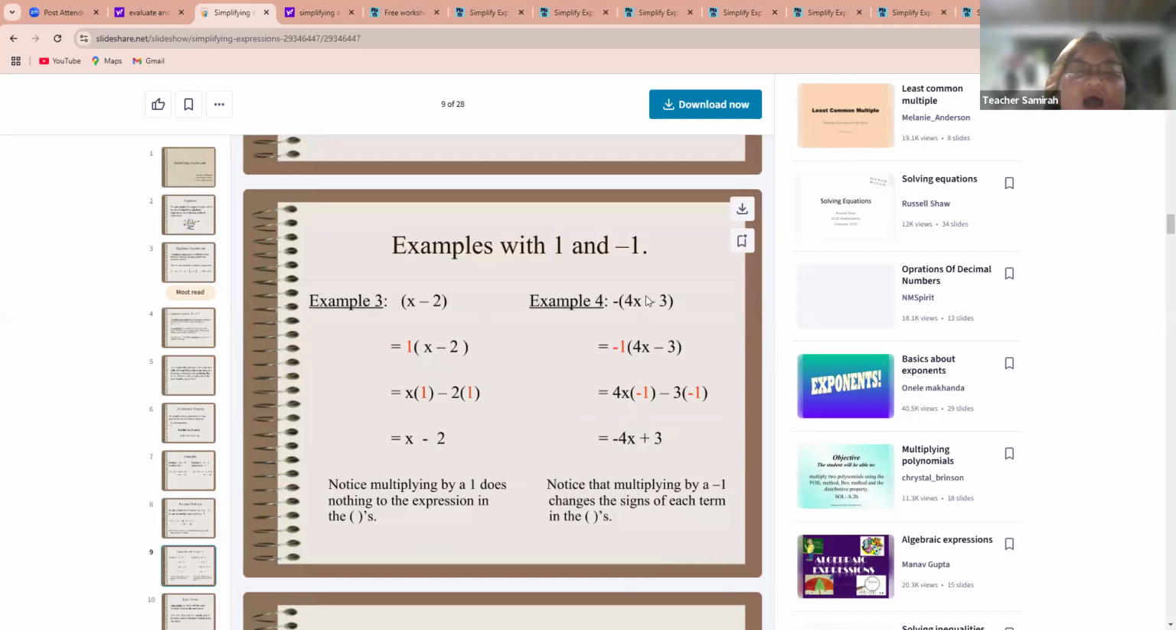Examples with 1 and negative 1. So the first example, or example number 3, is x minus 2. Quantity x minus 2. If I look at it, there is actually an invisible 1 outside the parenthesis, the one written in red. And then if I distribute this 1 by simply multiplying 1 by x and multiplying 1 by negative 2, this is how it will look like, right? x times 1, this one, negative 2 times 1, this one.